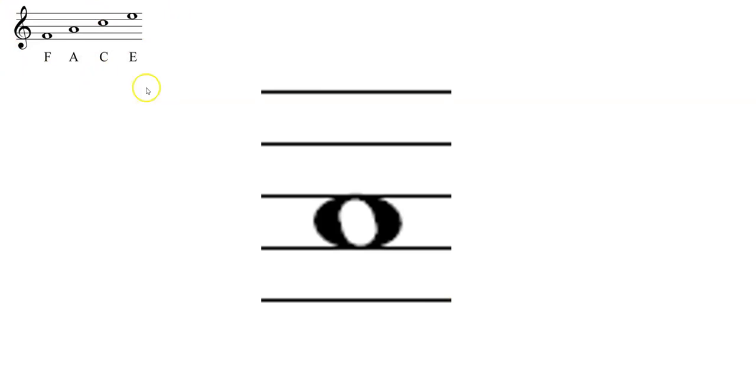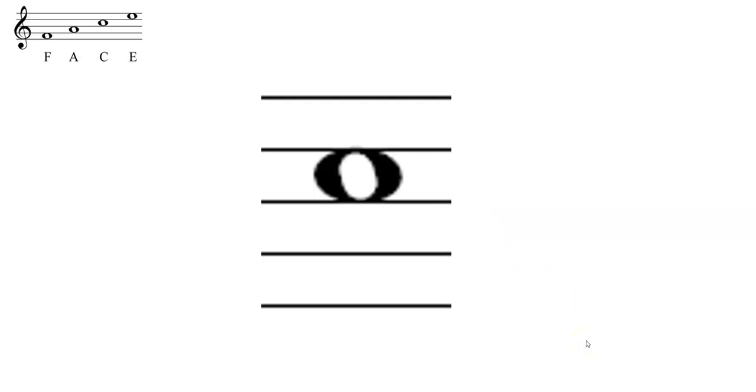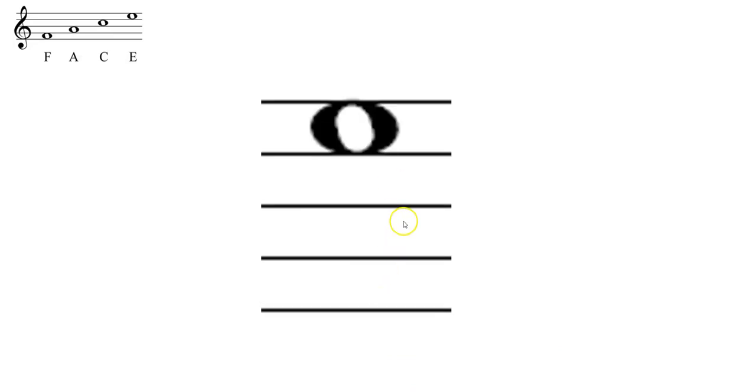So basically the question is, what is the name of this note? It's an A because it's in the second bottom space. Okay, let's go. That's nice and easy. It's in the bottom space, so it's an F. F-A-C-E. Okay, cool.